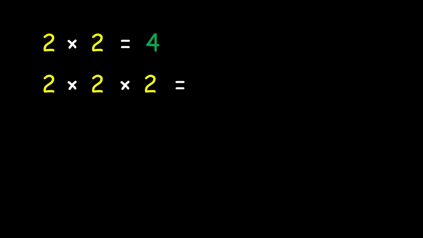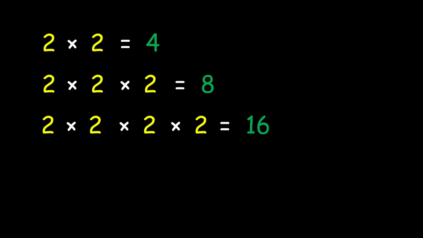What happens when we multiply the same number over and over again? For example, if I multiply 2 into 2, this is 4. If I multiply 2 into 2 into 2, it is 8. Similarly, if I multiply 2 with itself 4 times, it is 16. Now, this is a bit tedious way, quite a long way of writing it.